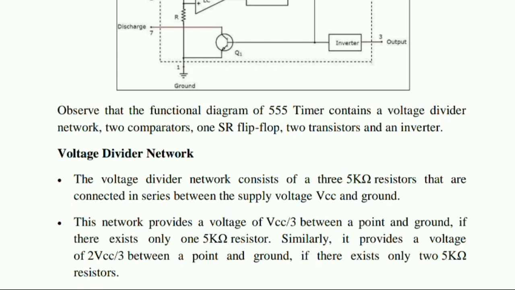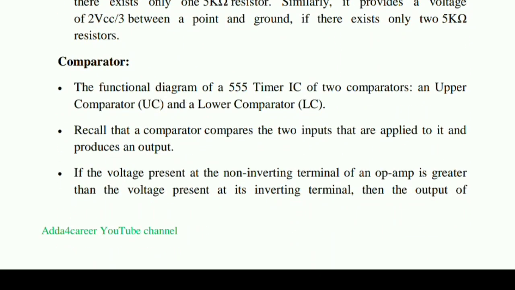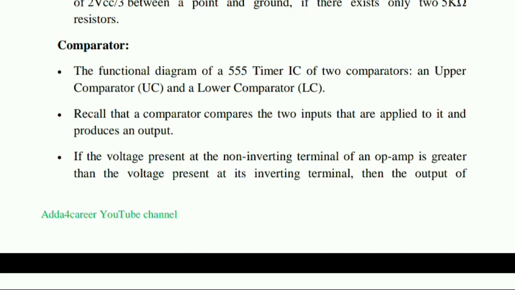Okay, VCC by 3 or 2 VCC by 3 voltages, to get these we are using this voltage divider network. And the next one is comparators. Comparators compare, okay, inverting and non-inverting inputs, and get either positive V set or negative V set. In this case we are giving the outputs to the SR flip-flop. That's why positive V set we are considering as a 1, negative V set we are considering as a 0. Okay, 1 and 0s. SR flip-flop is digital.